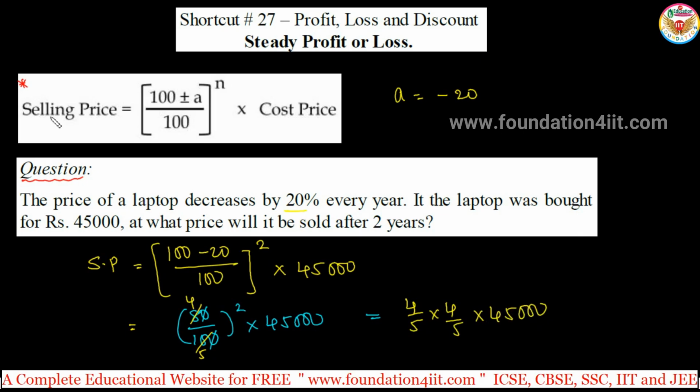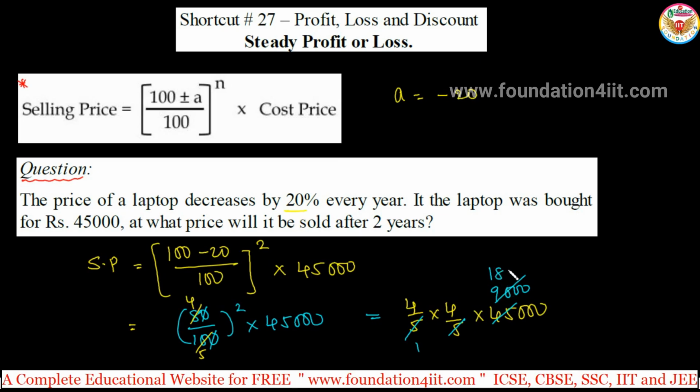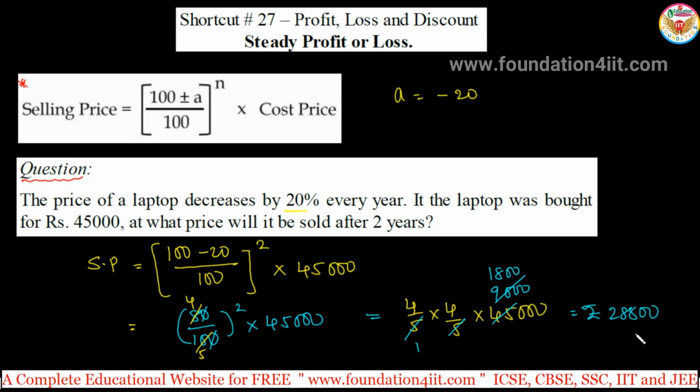into 45,000. You can use the table to cancel this. 5 table, 5 9s are 45, again 0. Again with the 5 table, once directly can cancel, 5 1s are 5, 8 and 100. So 1800 into 4 into 4, 16. 16 into 18 is 288. So rupees 28,800. So 28,800 is the selling price after 2 years, because it is decreasing 20% every year.